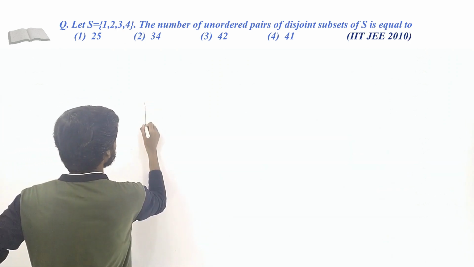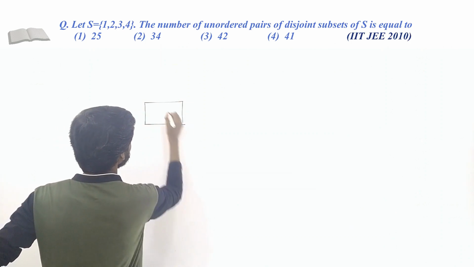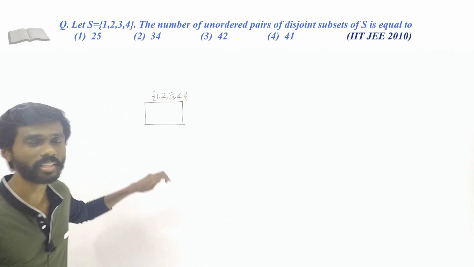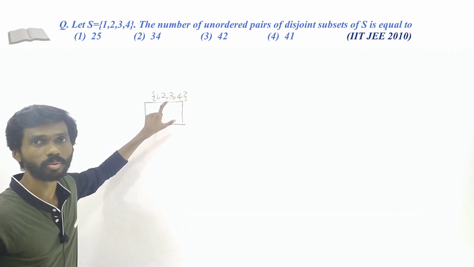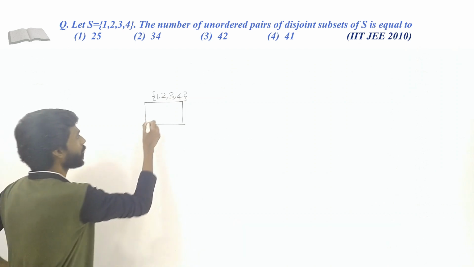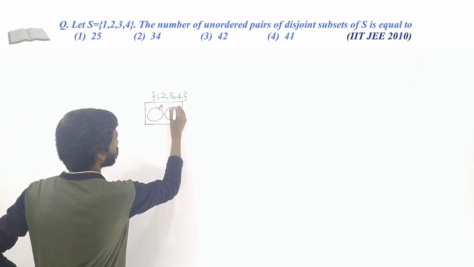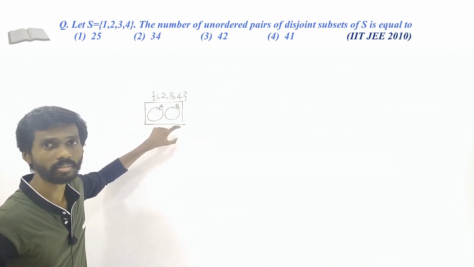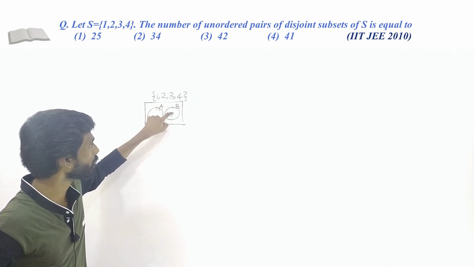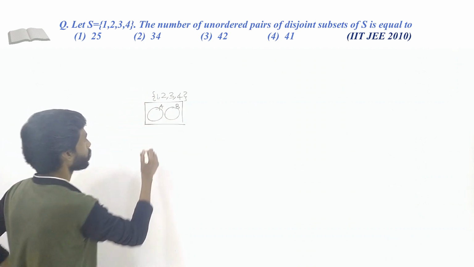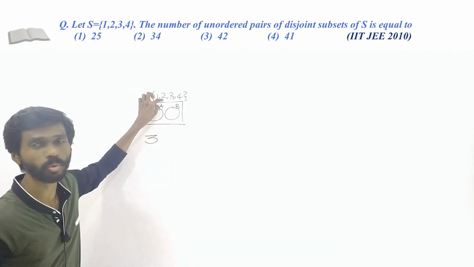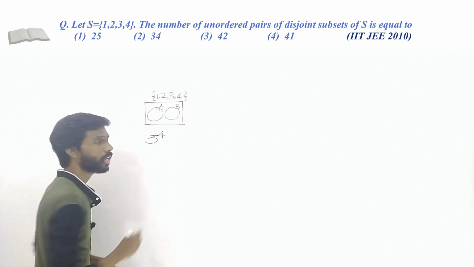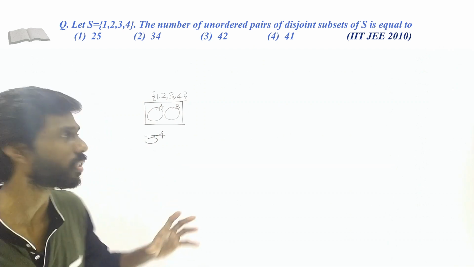So let's take the given set to be this one containing elements 1, 2, 3 and 4. The rectangle contains all the elements 1, 2, 3 and 4. But there are two subsets given for the set, say A and B, which are disjoint. Now each element has 3 choices, right? Because it can be placed either here, here, or here. So 1 has 3 choices. Similarly, element 2 has 3 choices, and similarly 3 and 4. So each element has 3 choices, so 3 to the power 4. This is the total number of combinations of subsets of the given set.